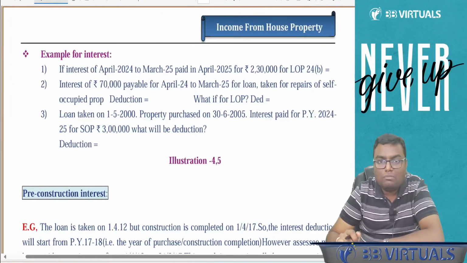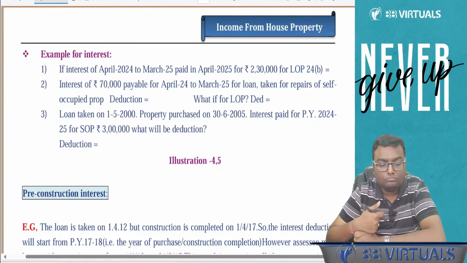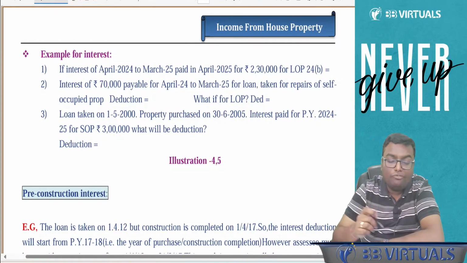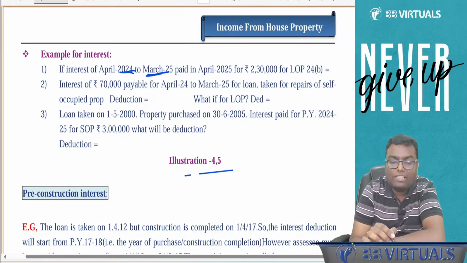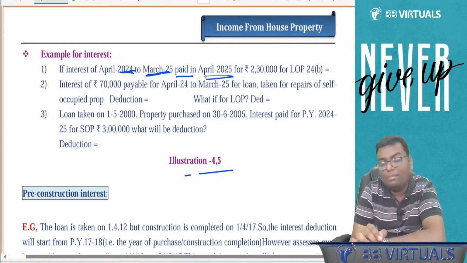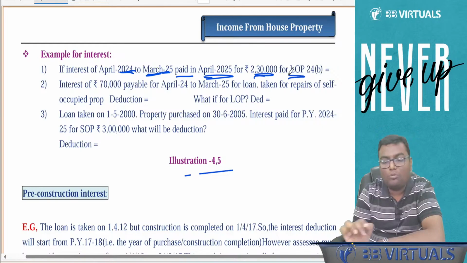Now let us solve some question answers. Examples for interest. If interest of April 24 to March 25 is paid in April 25, rupees 2,30,000 for a let out property, what will be the deduction of 24 clause B?